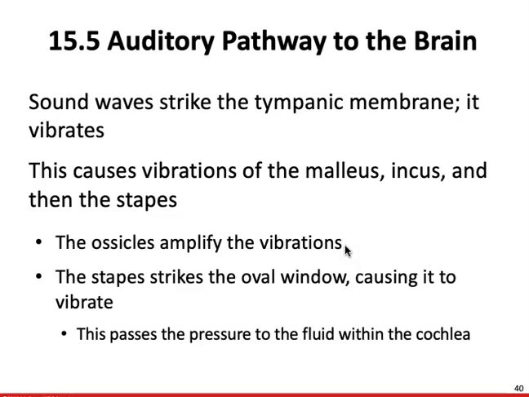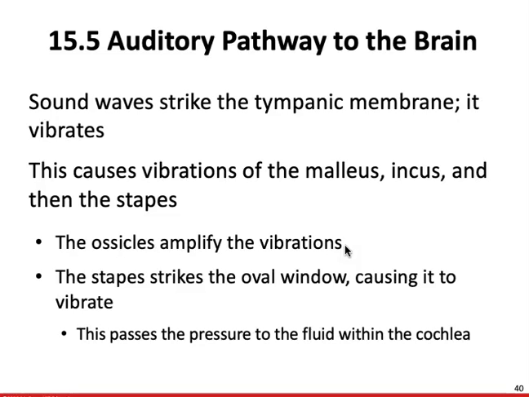So this is the auditory pathway to the brain. The sound waves are going to strike against that tympanic membrane. The tympanic membrane is going to vibrate. That vibration causes that malleus to beat up and down. It beats up and down against the incus, which vibrates the stapes. Now the stapes is going to pass that information on to the oval window.